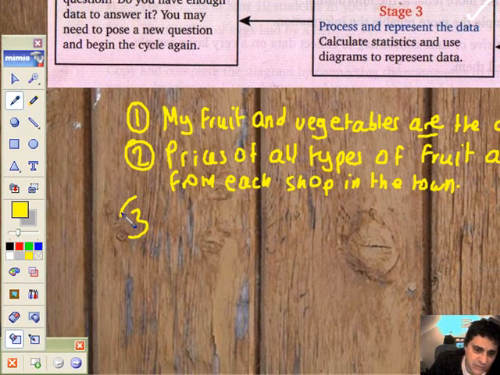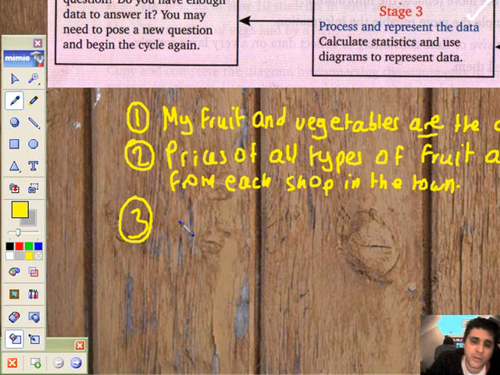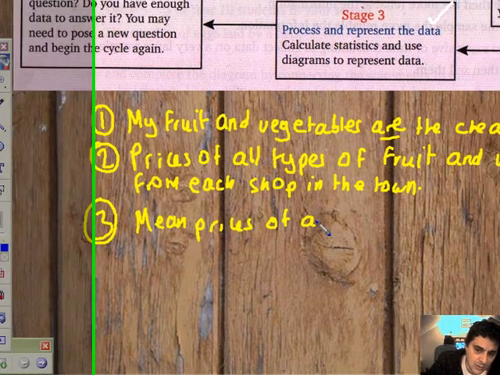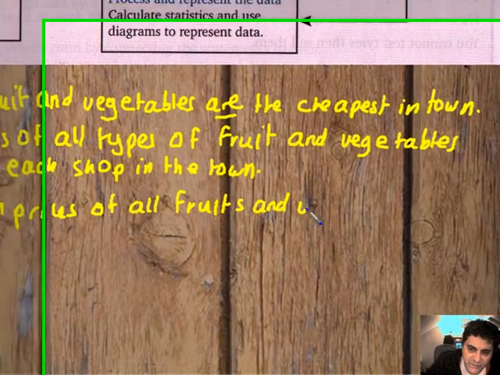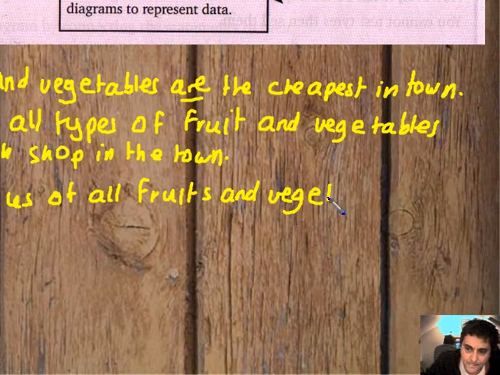Number 3, so he's got all his raw data. That's unprocessed. Now he needs to process it. So perhaps he's going to look at the price of bananas across all the shops in town. How would he know if he's the cheapest? Well, he should work out the mean prices of all fruits and vegetables. Alright, that'd be a good starting place.